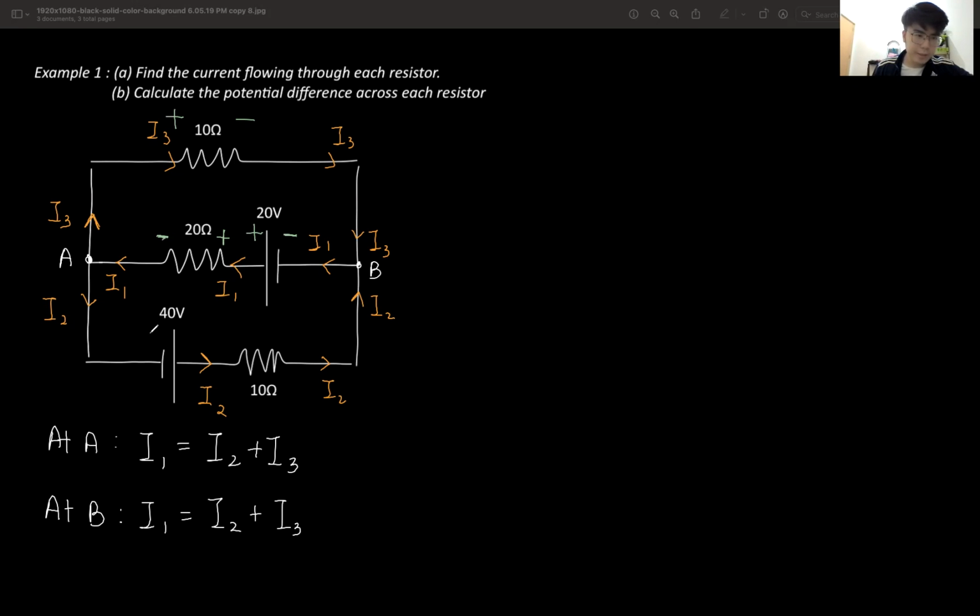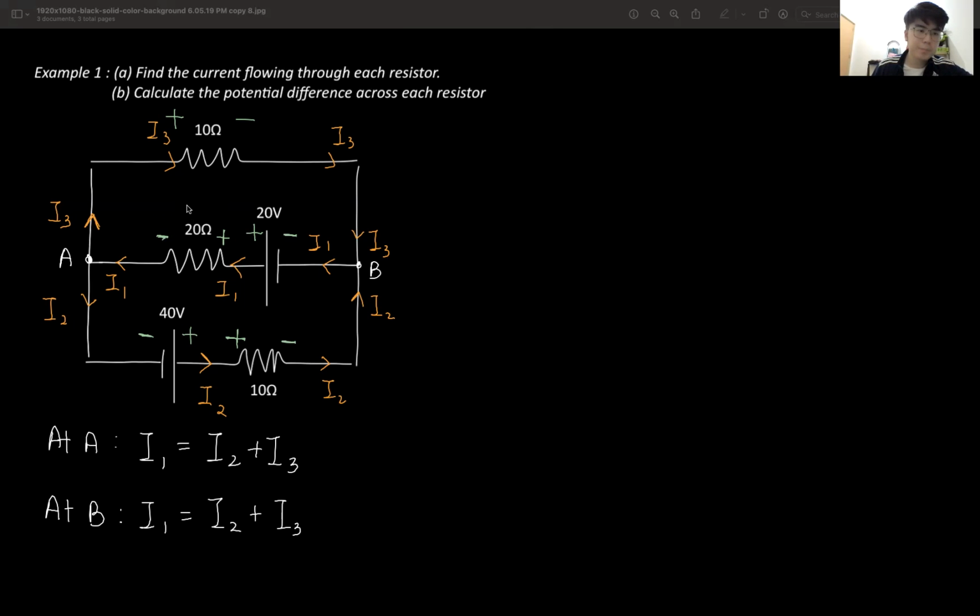And then this one, negative, positive. I2 is flowing to the right. This is a positive. This is a negative. Okay, so once I have all the signs, then I can start my Kirchhoff's second law. How do I start? Okay, we break it down into 2 loops.